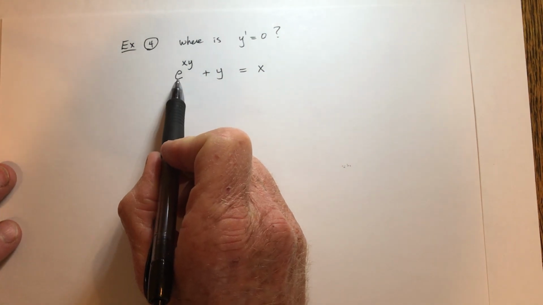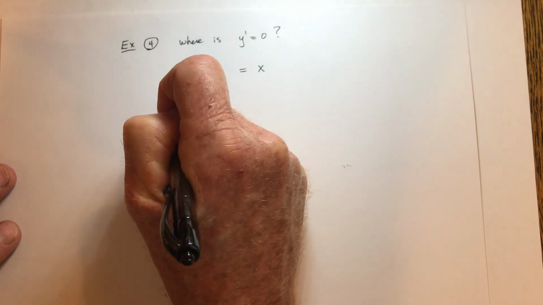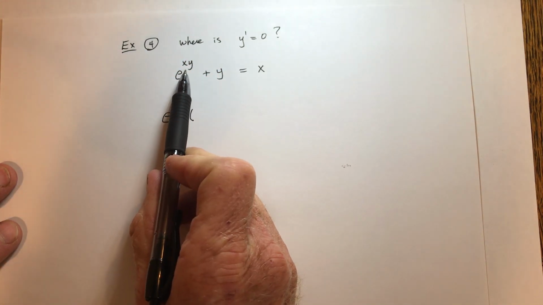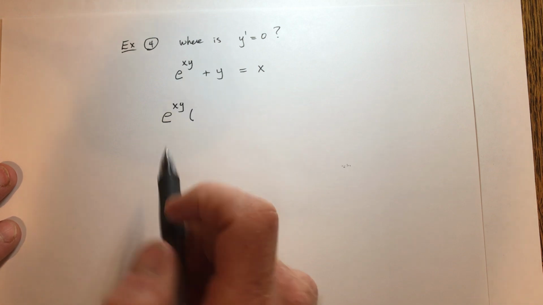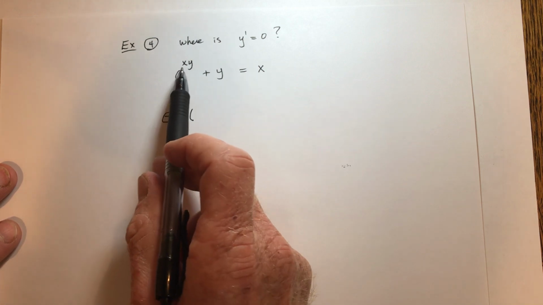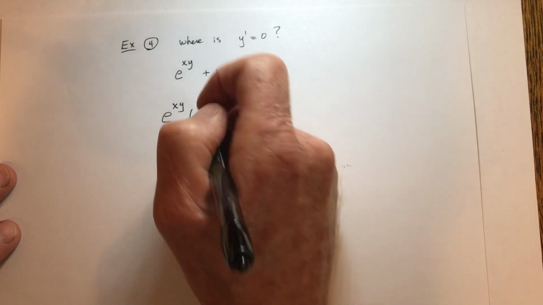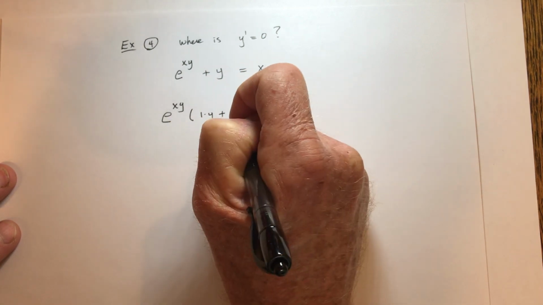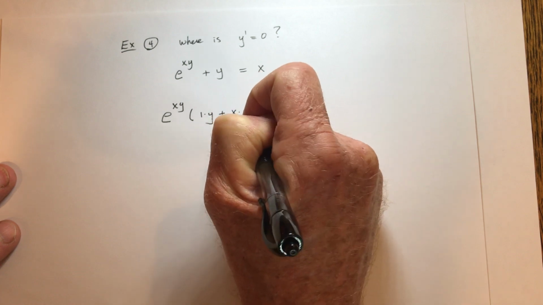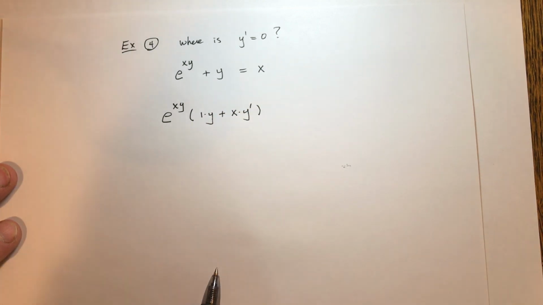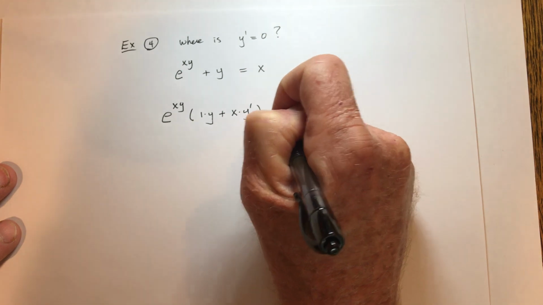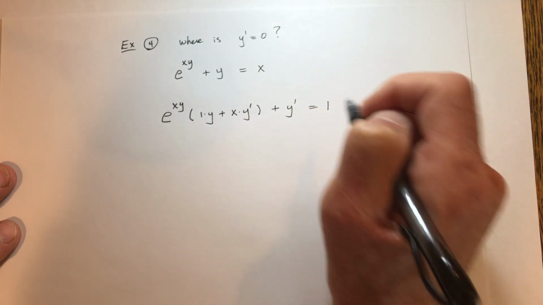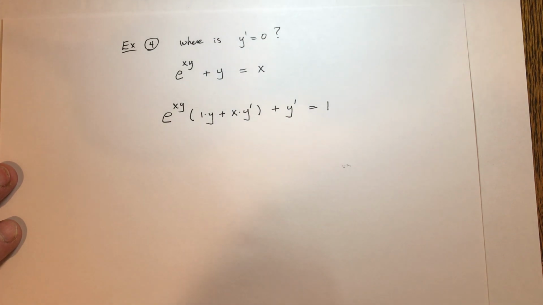Take the derivative. The derivative of the e function is the e function. Then do the chain rule. Take the derivative of this x times y. That's going to require the product rule. So take the derivative of x, which is 1, and then leave y alone. Plus, leave x alone and take the derivative of y, which is y prime. Plus y prime. And on the right side, the derivative of x equals 1.